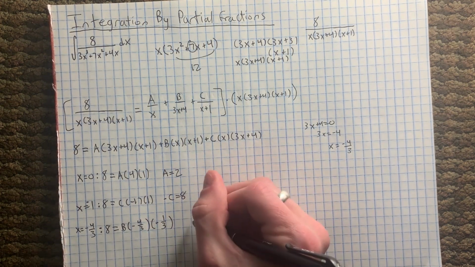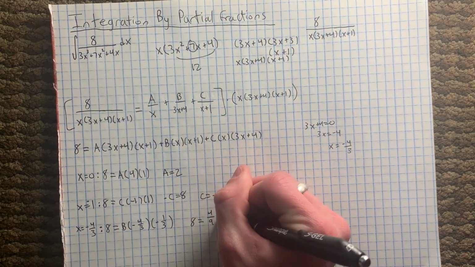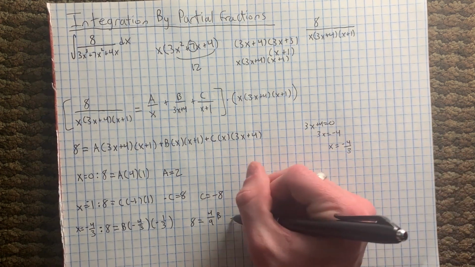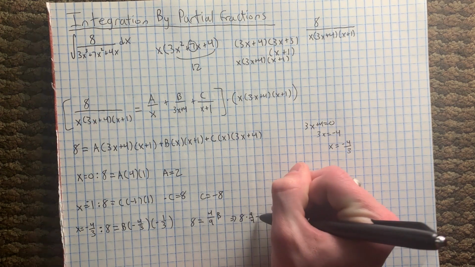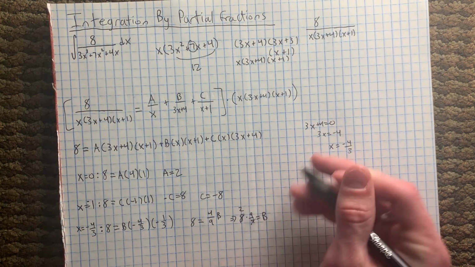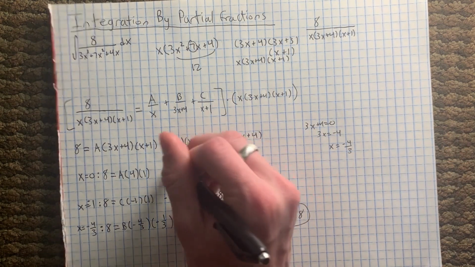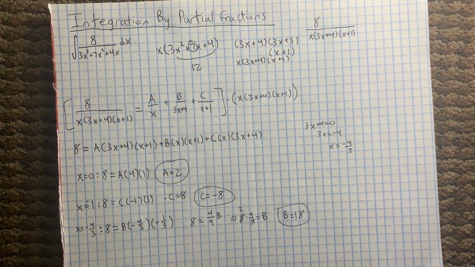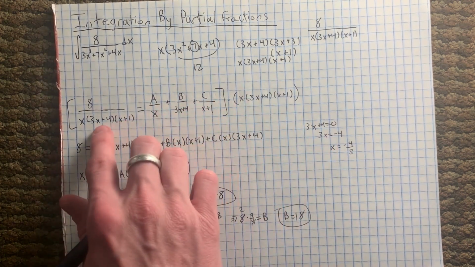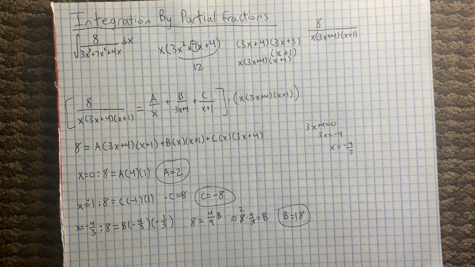This right here becomes a positive 4 over 9 times b. Now if we just multiply both sides by 9 over 4, we're left with 8 times 9 over 4 equals b. We can cancel this 4 out and make this 8 become a 2, and we see that b equals 18. And now we have our three values that we can plug into our a, b, and c right here, which equals our original function. So then we can integrate this instead, which becomes much easier.